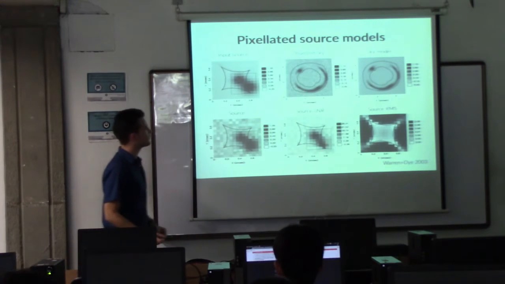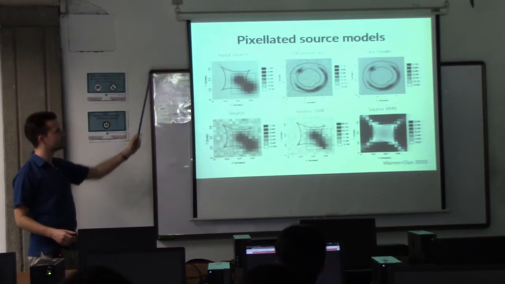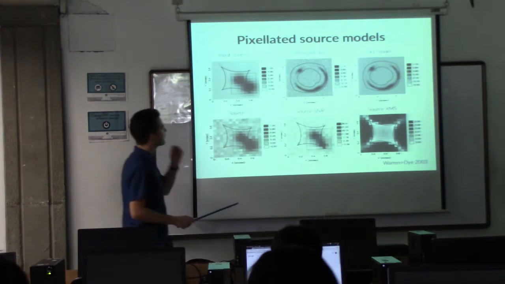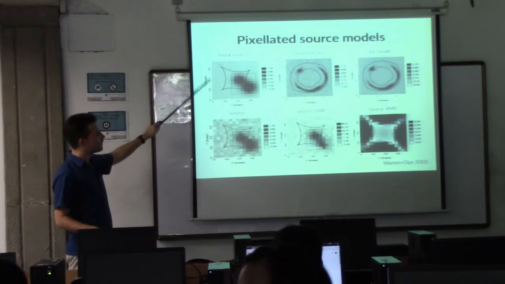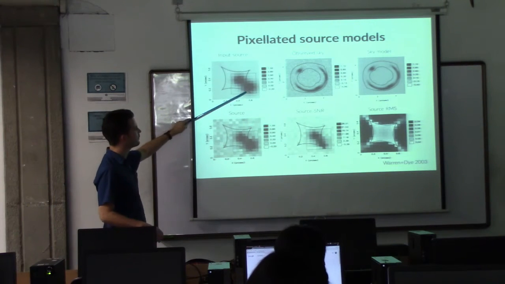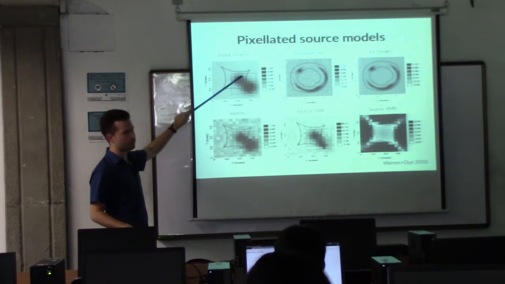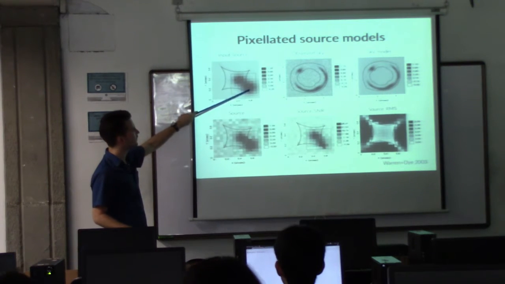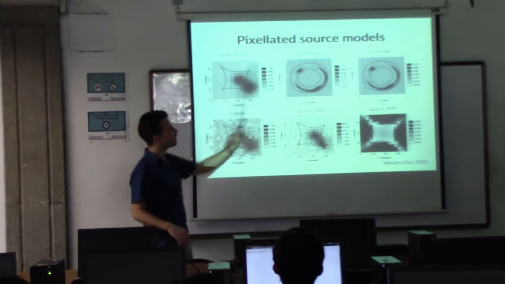And just to show one of the techniques, how this works, this is a pixelated technique by Warren and Dye from 2003. So what they have here is they simulated an observation. They create some fake source. Now it's composed of two blobs. One blob, second blob, it's pixelated. They lens it forward.